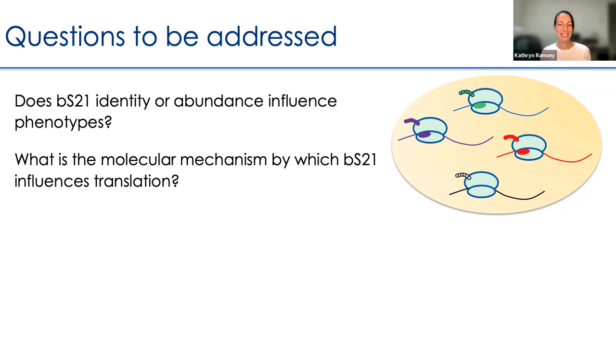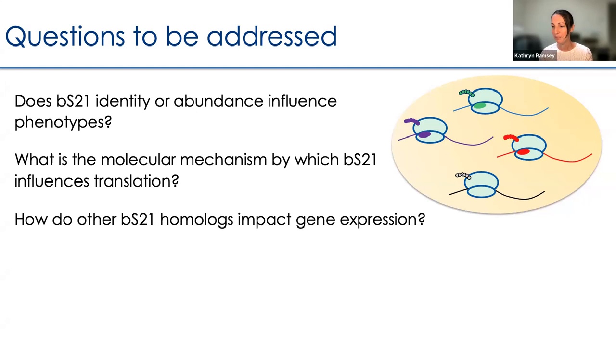How is this working at the molecular level, right? And so again, we are hypothesizing that BS21 is impacting translation initiation through interactions with the 5' UTR. And so we have some preliminary data suggesting that in fact there are specific sequences in the 5' UTR that may confer regulation by BS21, but that's still work that's ongoing.